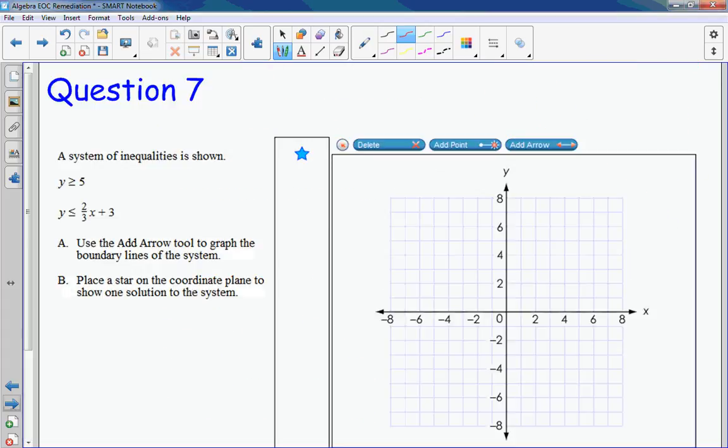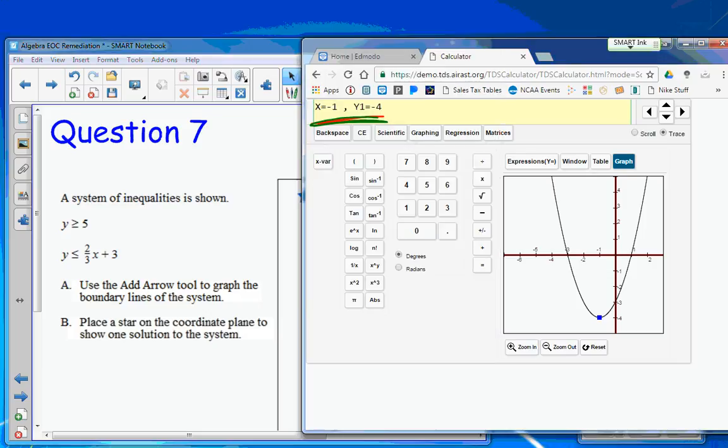A system of inequalities is shown. Part A. Use the add arrow tool to graph the boundary lines of the system and place a star on the coordinate plane to show one solution to the system. Well, these are inequalities. Basically, they're lines, and we've done these before. Okay, so if you're not sure how to graph them, remember, you can always use your calculator and it will graph it for you. So if I go over here to my calculator and I don't remember how to graph this, I'm going to go ahead and just type this in.